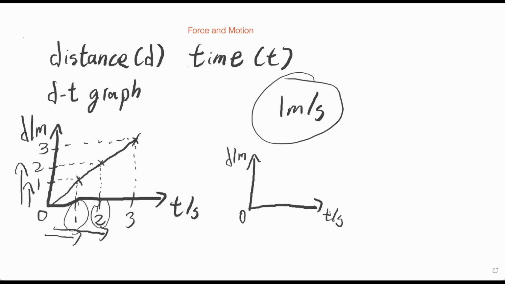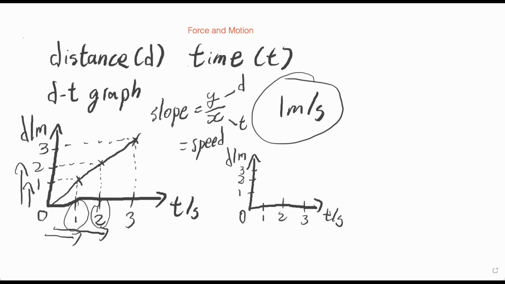As you remember, the speed is distance divided by time. So you find the speed of the object by finding how steep the graph is, which is what we call slope, which is the y-axis divided by the x-axis, as this is the distance and this is the time, which equals speed.